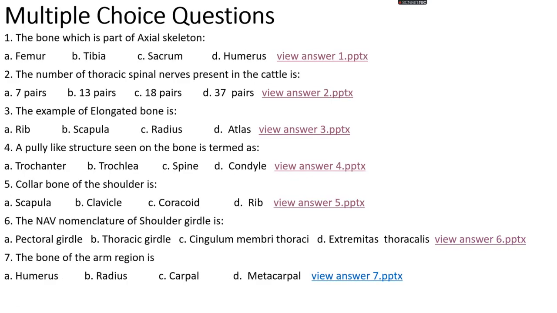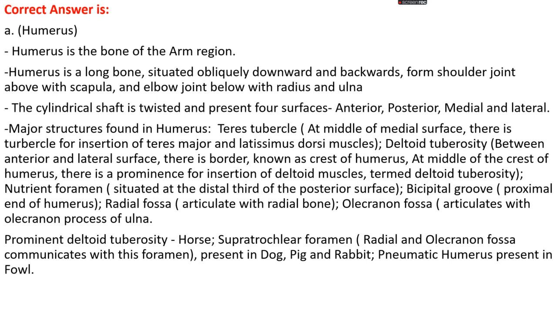Okay. Question number 7. The bone of the arm region is: option A, humerus; option B, radius; option C, carpal; option D, metacarpal. The right answer is option A, that is the humerus. Okay. Humerus is the bone of the arm region.